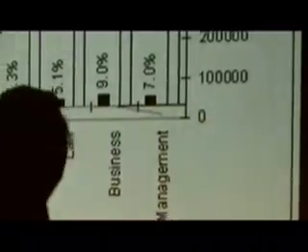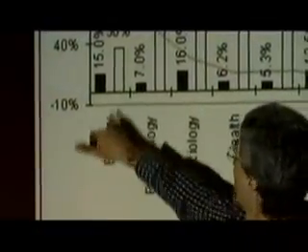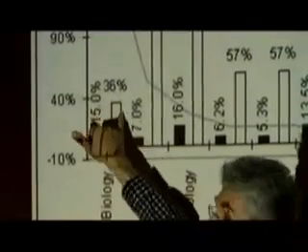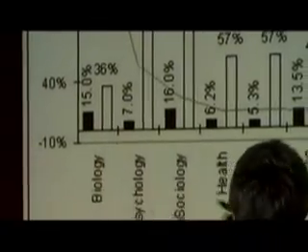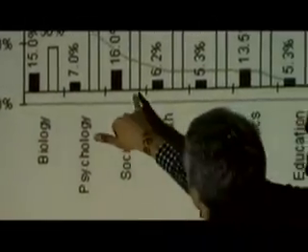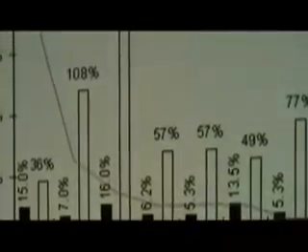So in biology, for example, they found that those articles that were available open access were cited 36% more than articles that weren't open access. In an area like sociology, it was over 100% greater citations for open access articles.